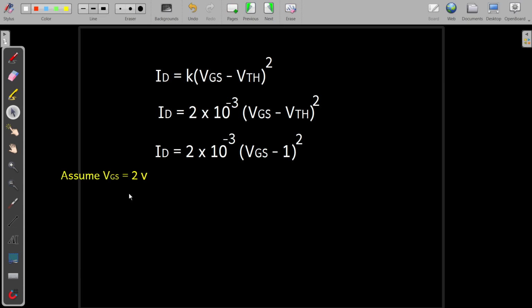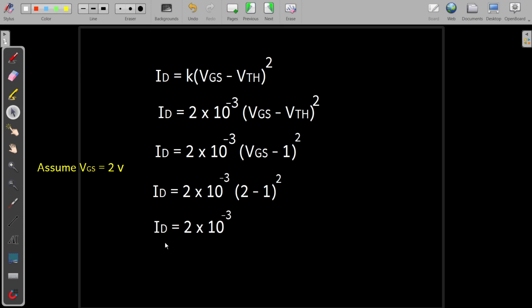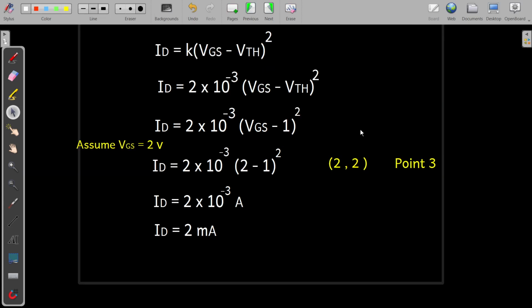So assume VGS is equal to 2 volts. Now substitute this value into this current equation. So we get 2 into 10 power minus 3 multiplied by (2 minus 1) the whole square. We get the ID current as 2 into 10 power minus 3 amperes. So ID equal to 2 milliamps. So now we got the third point using this current equation.